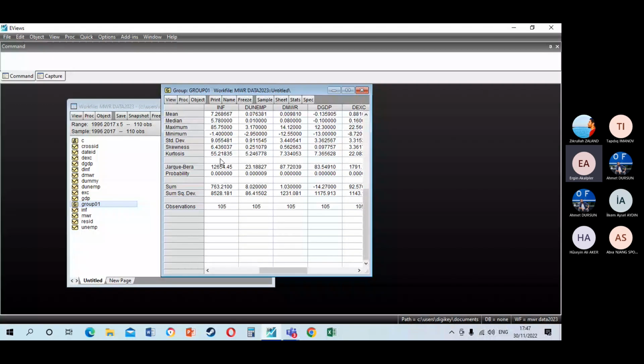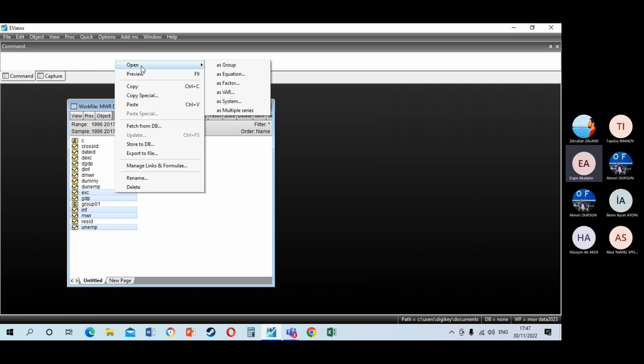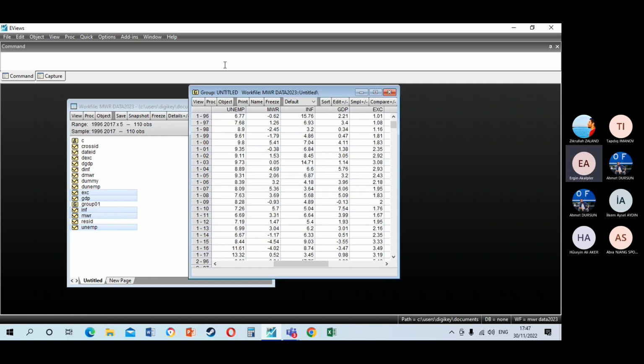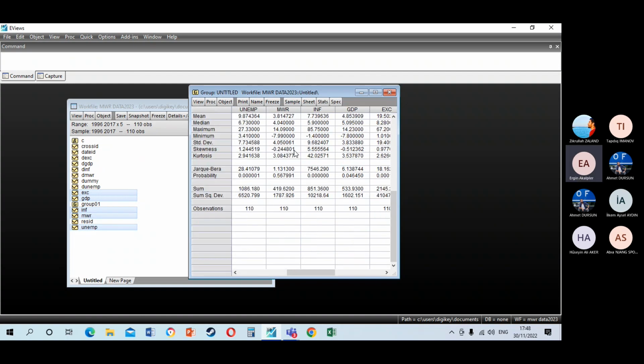I have already done the first difference, but you can perform this without it for a better presentation. Therefore, I will click on it and work with the parameters without transferring it to the first difference. Then open as a group, and go to the descriptive statistics. And now we have this in the raw form.